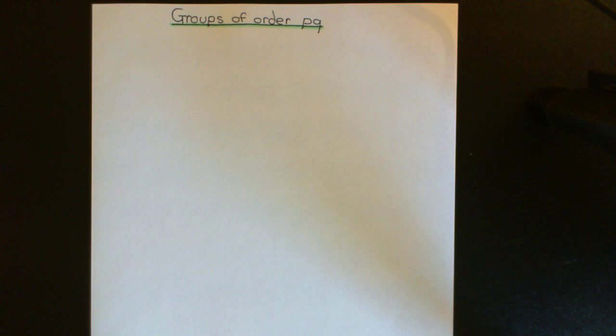Welcome to this next video in the playlist on group theory. In this video, what we're going to study is groups of order PQ, where P and Q are both prime numbers, different prime numbers. Indeed, the previous video in this playlist on group theory was on groups of order P squared, where you just had a single prime number squared.